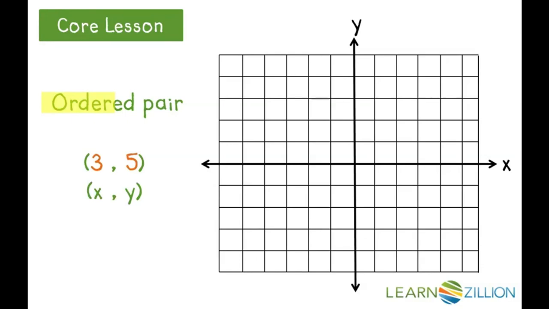Starting at the origin, which is the middle, we move to the right of 0 3 spaces because the 3 is positive. Then, we go above the 0 5 spaces because the 5 is positive. At the end, we place a point to represent the ordered pair.